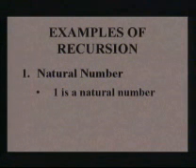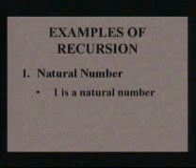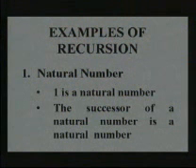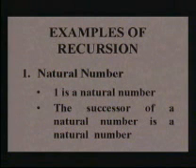Let's have a small example which you have seen from school days, that is the natural number. For example, 1 is a natural number. Now, the successor of any natural number is also a natural number. For example, 2 is a natural number, 3 is a natural number. So each natural number is defined through another natural number. This is what we are talking about: a number which is defined through itself, that is a natural number, and that is recursion.